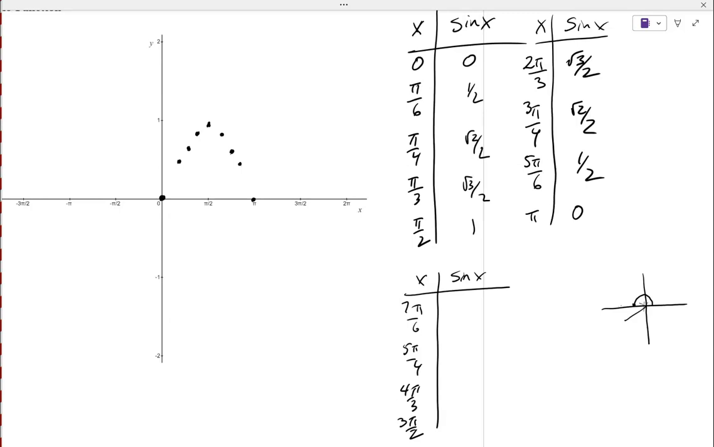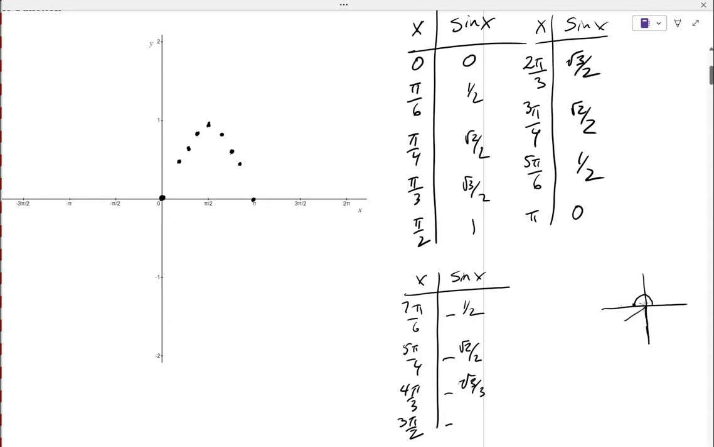So what quadrant are we talking about? 3. So is sine going to be positive or negative? Negative. So all of these are going to be negative, right? Because they're all below the x-axis, right? Okay. Reference angle is pi over 6, so we get negative 1/2. Reference angle is pi over 4, so we get negative root 2 over 2, negative root 3 over 2. What's the last one going to be?